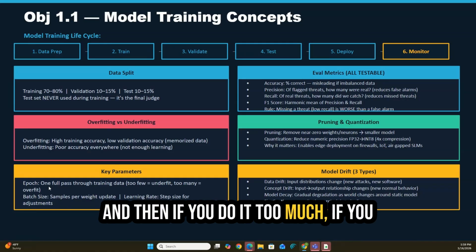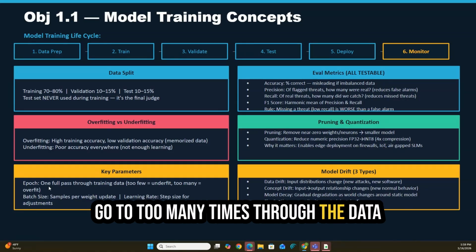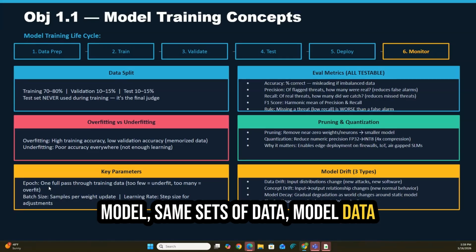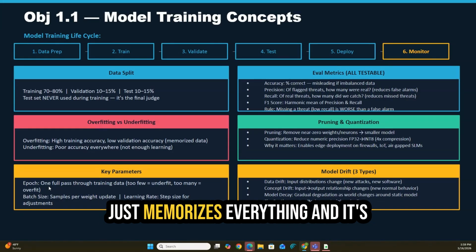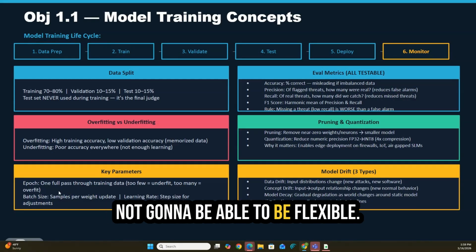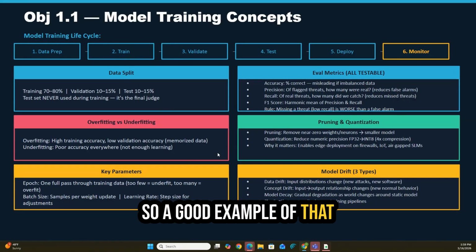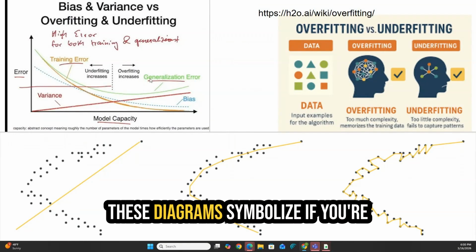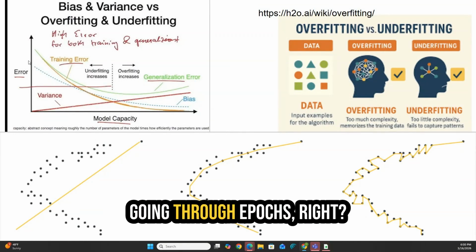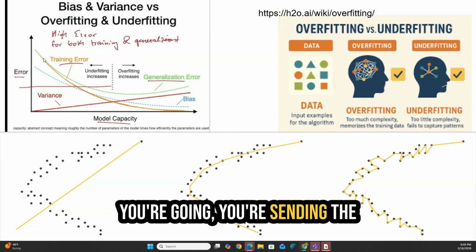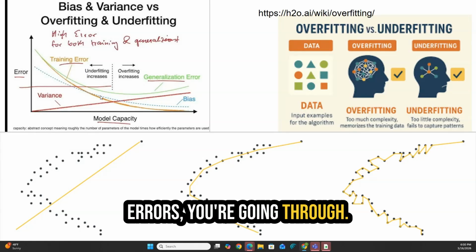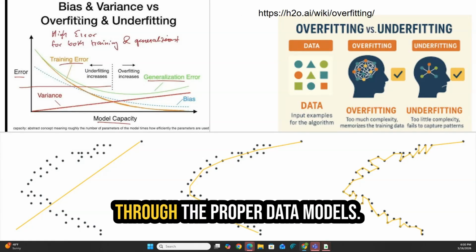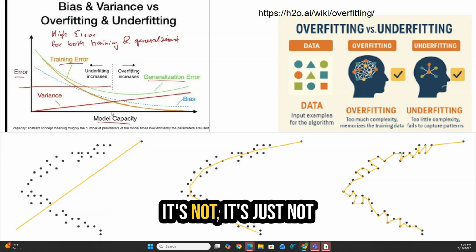And then if you do it too much, if you go too many times through the data model, the same sets of data going through the model over and over again, the model just knows all the patterns, at some point it just memorizes everything and it's not going to be flexible. So a good example of that would be these diagrams here. These diagrams symbolize going through epochs, right? You're sending the system through training, and you're having training errors. If you don't train it enough through the different epochs going through the proper data models, it's just not going to know enough.